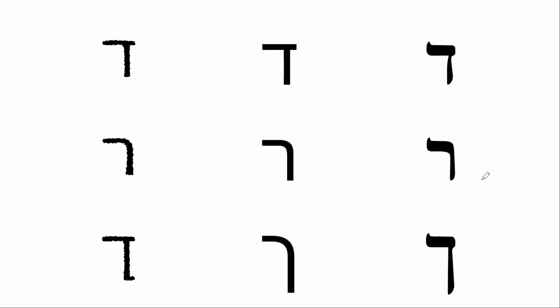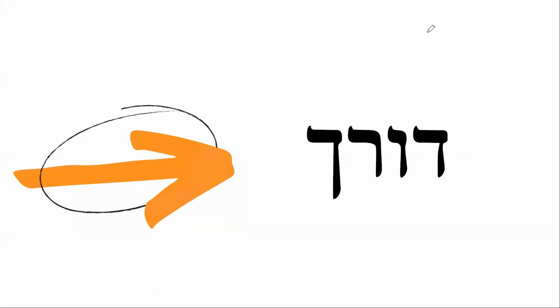Langer Hof, meaning a long Hof, is long and it goes further down. We see them all in the word durch, meaning through. Dalet with the top line sticking out a bit on the right. Reish, a rounded line. And langer Hof, going further down.